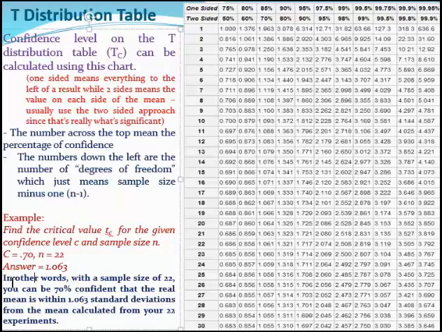And what this means in English is that with a sample size of 22, you can be 70% confident that the real mean is within 1.063 standard deviations from your calculated mean. You did 22 experiments. Let's say my 50-degree day example.